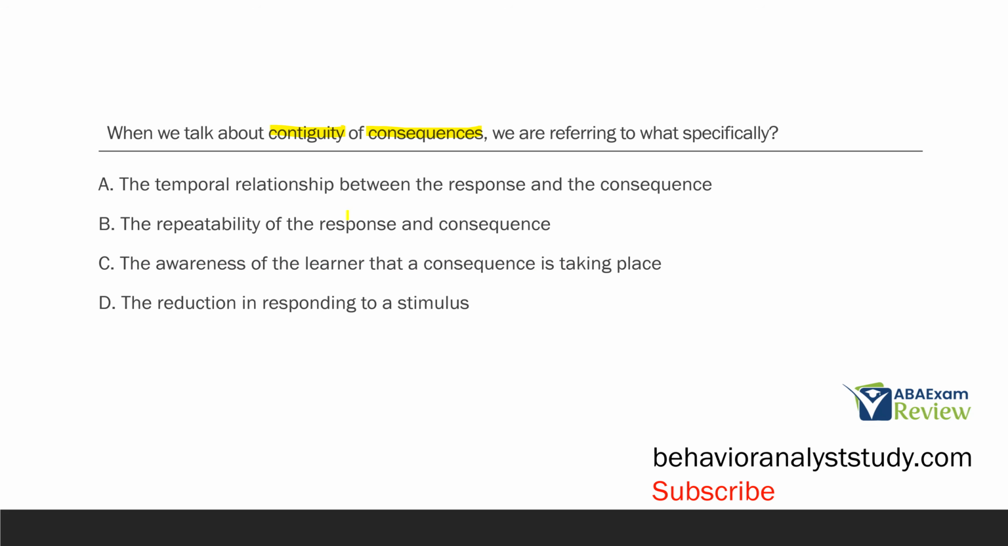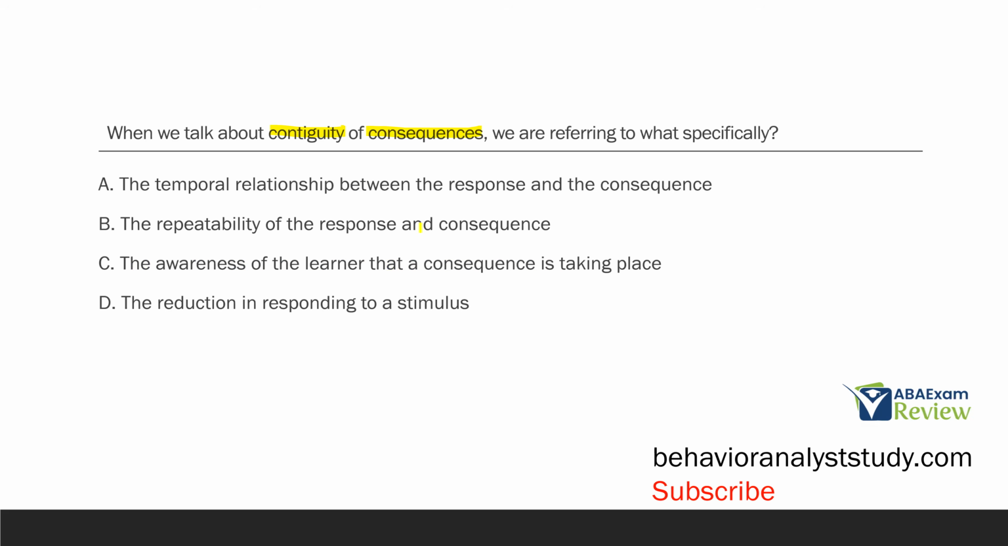And when we mean contiguity of consequences, we're talking about closeness. We want consequences delivered as close to the response as possible. So we are talking about the temporal relationship between the response and the consequence. Always read your answer choices, all of them. B, the repeatability of the response and consequence. May be important, not what we mean by contiguity.